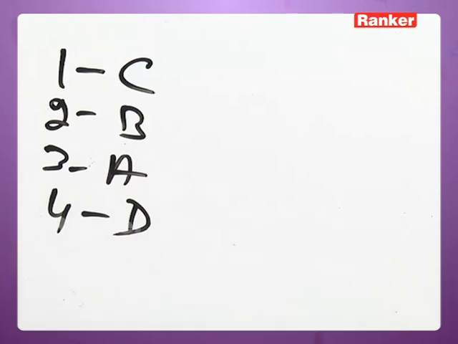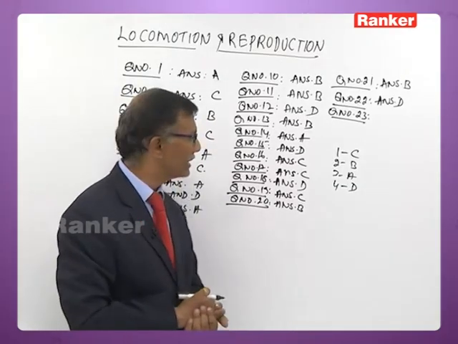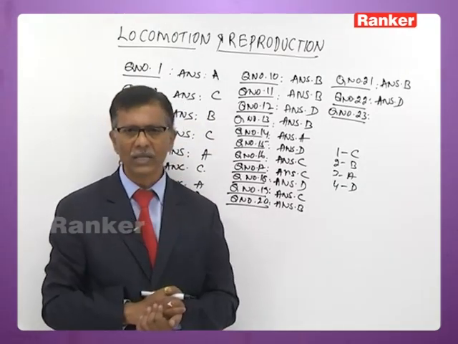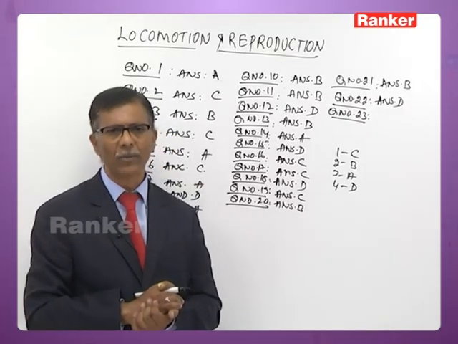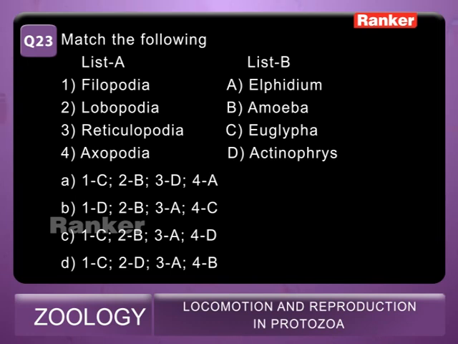So the answer would be 1C, 2B, 3A, 4D. So among these, 1C, 2B, 3A and 4D is given under the third option. 23rd question, correct answer is C.